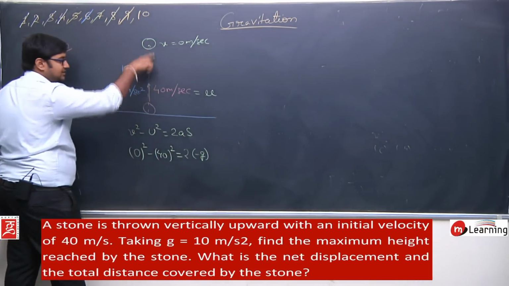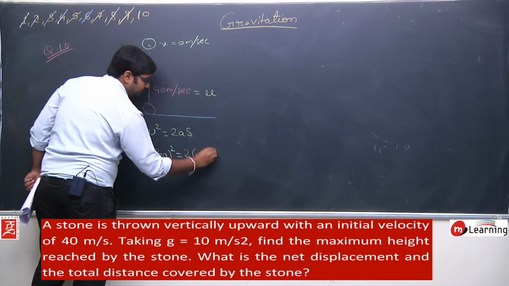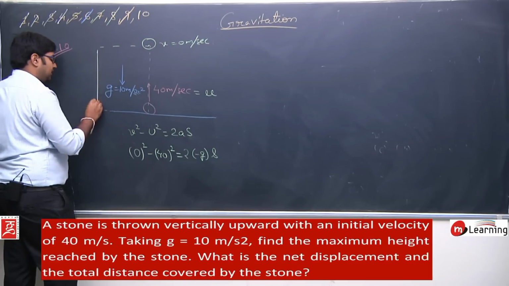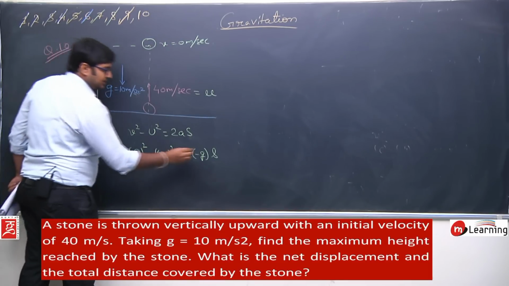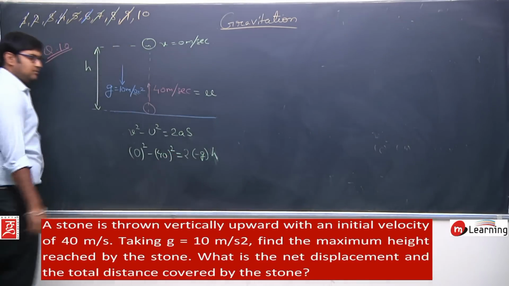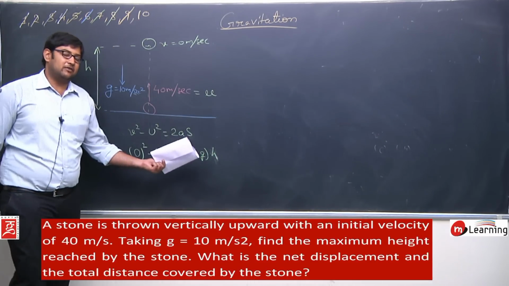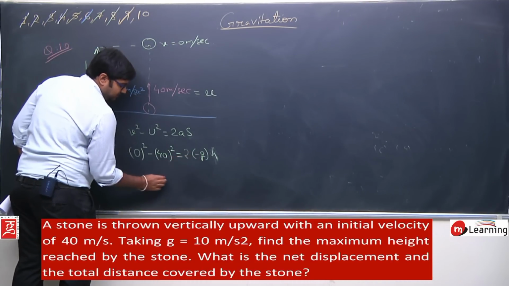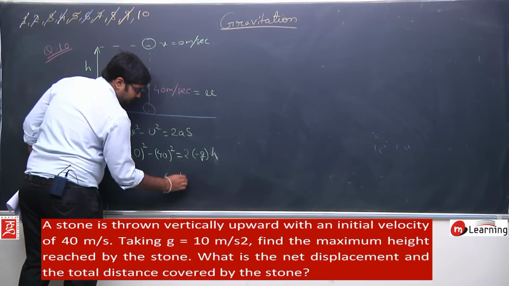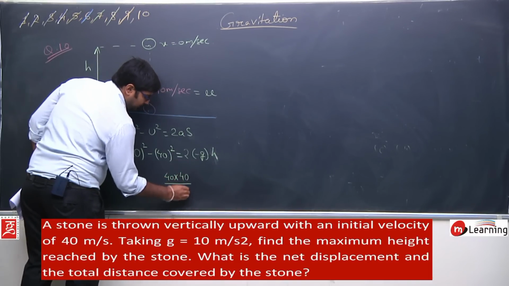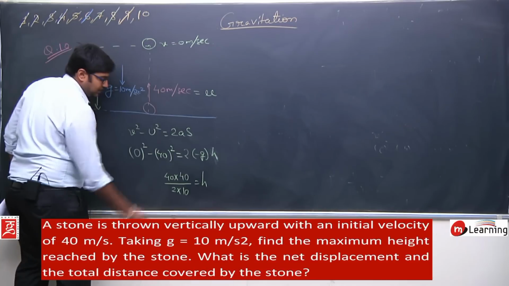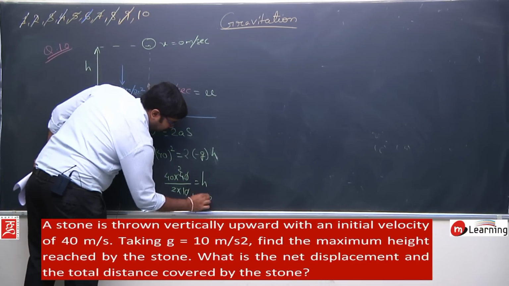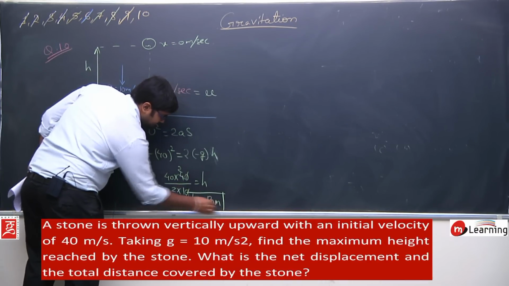is equals to, now with 2 and minus g into s. S means the distance that the object is traveling. Okay, I can replace this s by h. This is the height that the stone can achieve. So I can write here h. Okay, because this is the formula that we have derived earlier. We are using it here. So you can see that this g will become 10. So 40 into 40 upon 2 times 10, this will become h, and you can see this will get cancelled 2 times. So h will come out to be 80 meters.